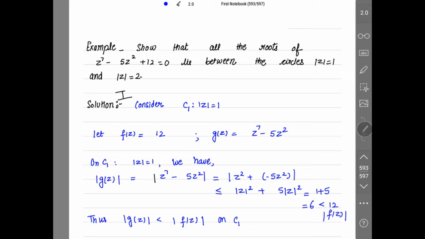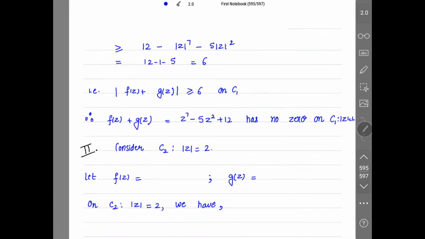So for that I have to choose my f(z), because I need all the 7 roots, to be equal to z to the power 7. Very good. So now f(z) is equal to z to the power 7 and the remaining terms are g(z), that is minus 5z square plus 12. So on C2, mod z is equal to 2. Now again we have to check that mod of g(z) should be strictly less than mod of f(z) before applying Rouche's theorem.